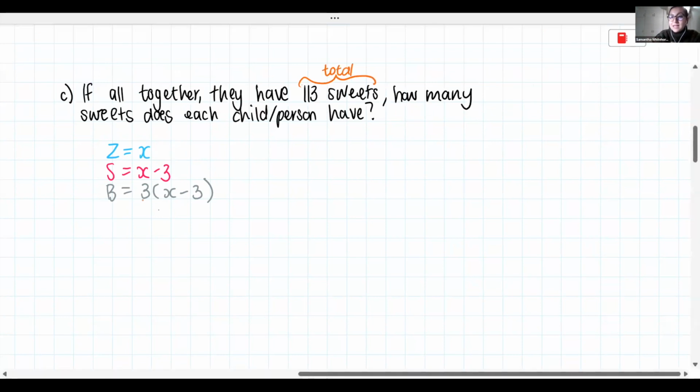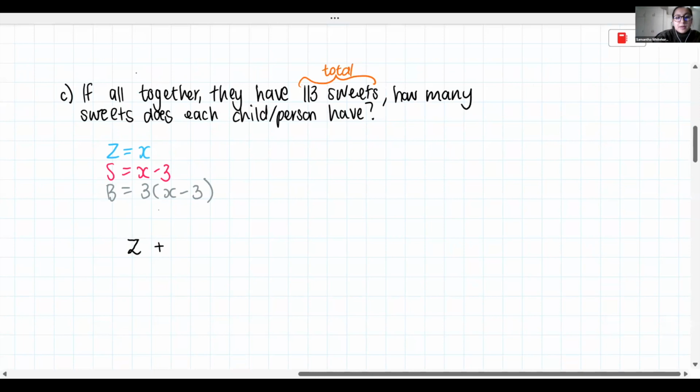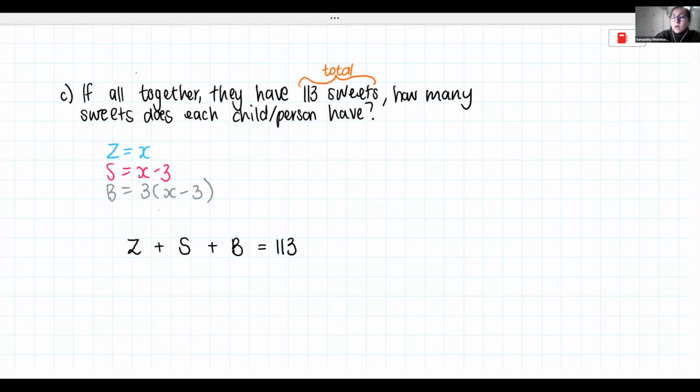And so what that means is I can set up an equation. And yes, we haven't done equations yet, but this isn't too tricky, so we're going to try it. We can now set up an equation. If I take the number of sweets Zintle has, plus the number of sweets Senzo has, plus the number of sweets Bonolo has, I must get 113. Now we've got expressions for all of these. We know Zintle has x sweets, Senzo has x minus 3 sweets, and Bonolo has 3 times (x minus 3) sweets. So because we had those expressions, we now just put them into an equation and we can go and solve for x.